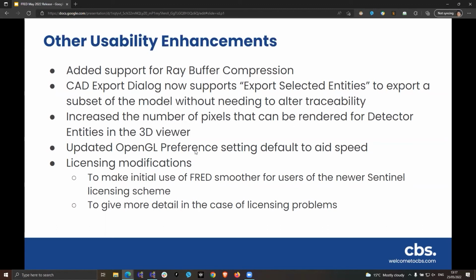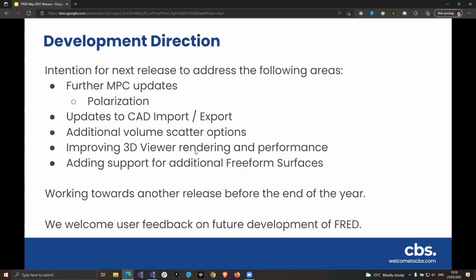And then there are other things under the hood, which won't make so much difference to users that have been using the software for perhaps a long time, but for new customers, it probably makes a bigger difference. So things like preference settings to actually default to some settings to increase speed of the rendering and whatnot. And also on the licensing side, there's been some changes to make Fred a little smoother for folks that have bought the newer Sentinel type license keys, and to give more detail in the case of any licensing problems so we can troubleshoot them faster, although licensing problems are incredibly rare.